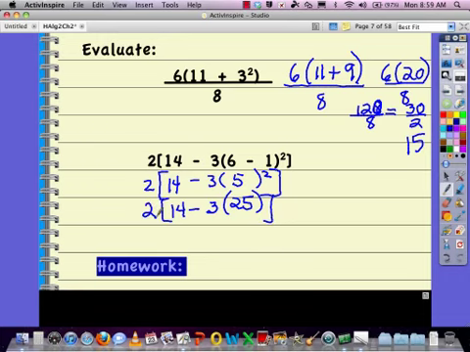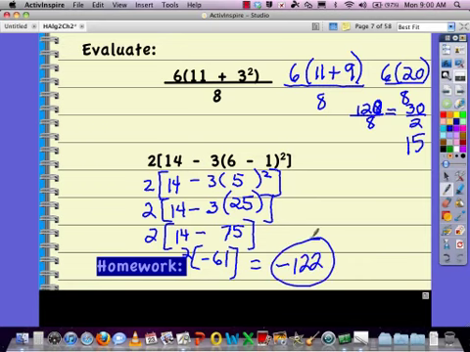So next, again, multiplication needs to be done first in the parentheses, so 3 times 25 is 75. We have 14 take away 75. And some people will say, well, can't I distribute? You could, but since you have the arithmetic there, go ahead and do the arithmetic. And we would end up with a negative 61. And a negative 61 doubled is equal to a negative 122. So our final answer, solving that one, negative 122.